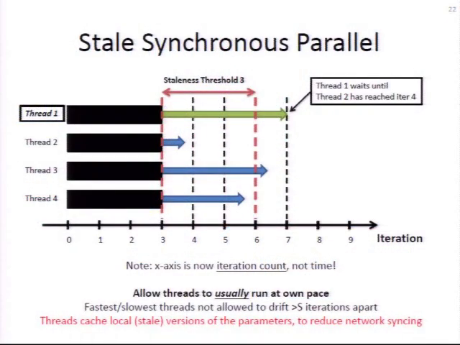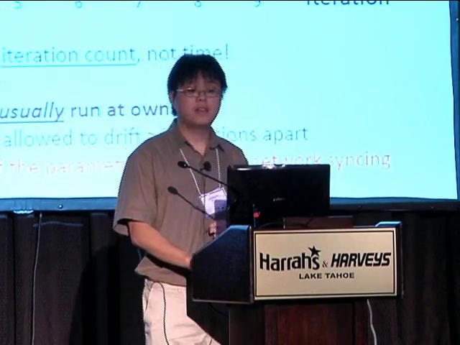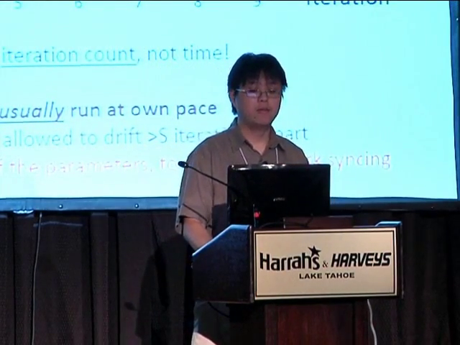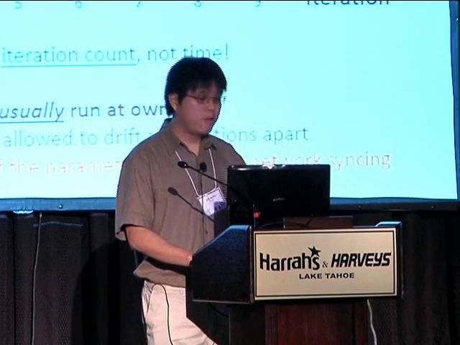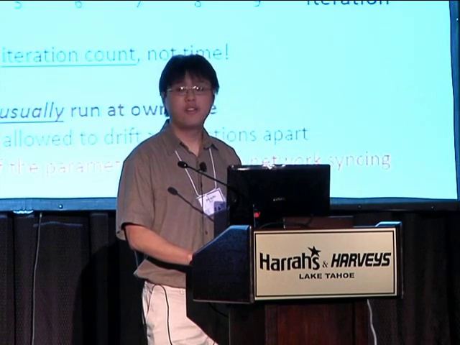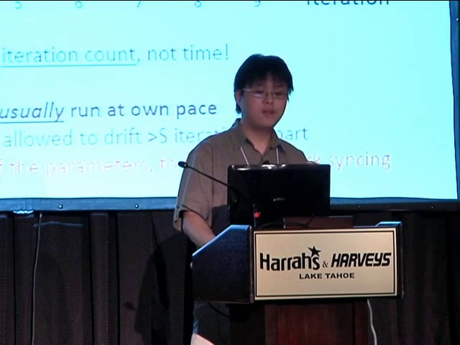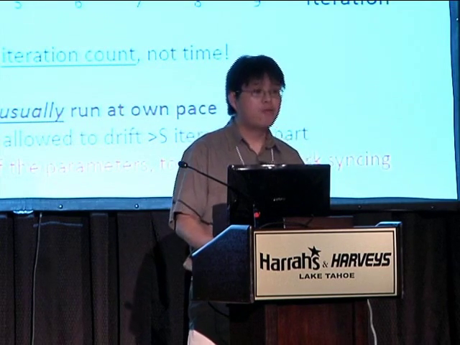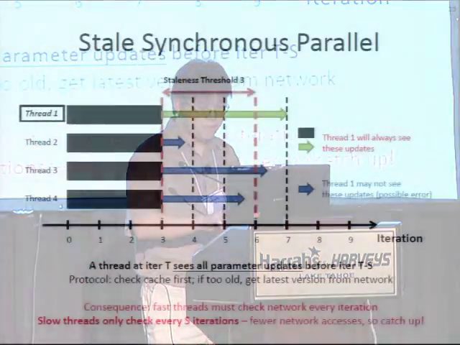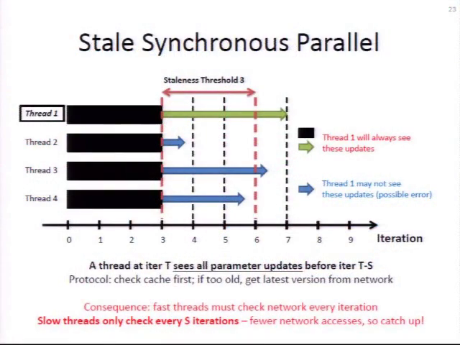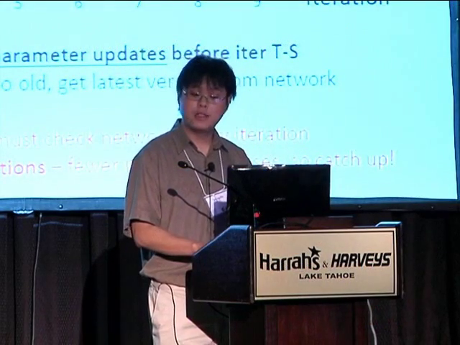We introduce a system called Stale Synchronous Parallel, a model of synchronization. In this diagram, note that the x-axis is now iteration count and not time. The idea is that we allow the threads to usually run at their own pace, but we restrict that the fastest and slowest threads cannot drift more than s iterations apart. The threads cache local or stale versions of the parameters, and they read them whenever the model allows it. This is to reduce network syncing. A thread at iteration t under this model will see all parameter updates made before iteration t minus s.